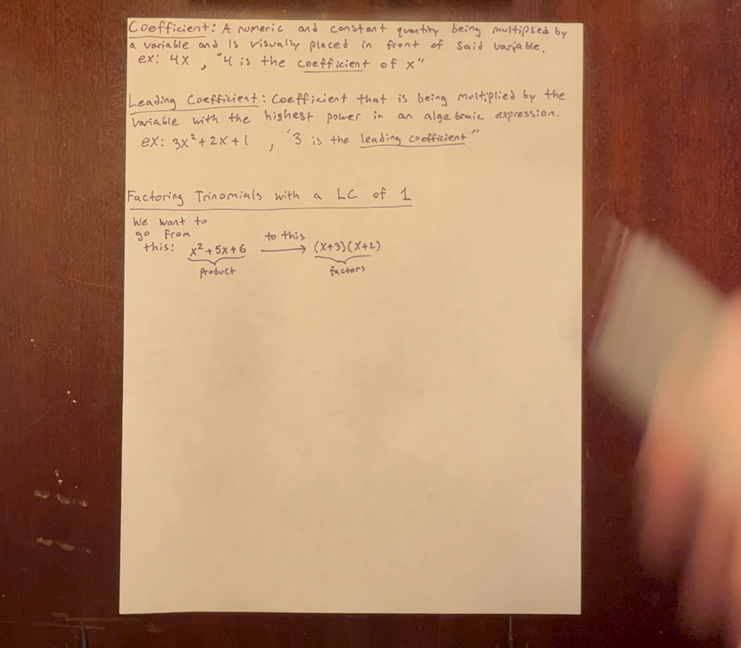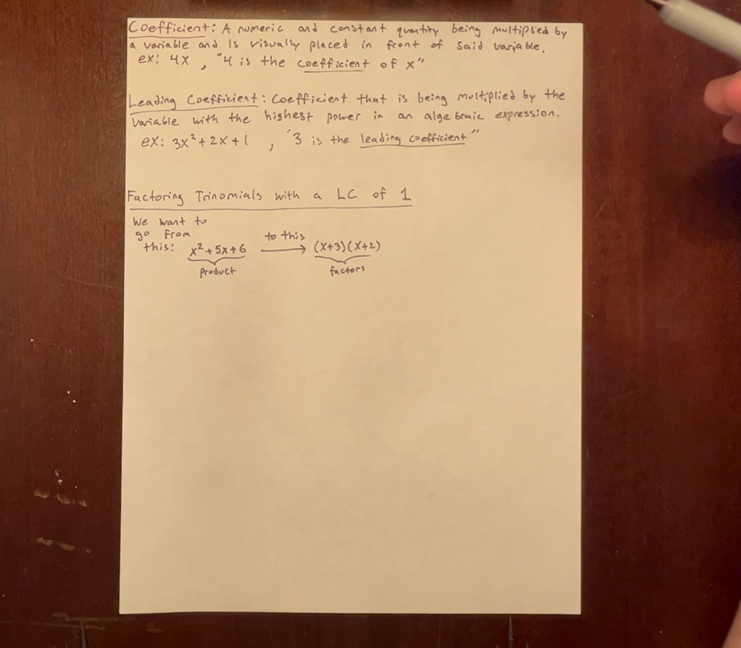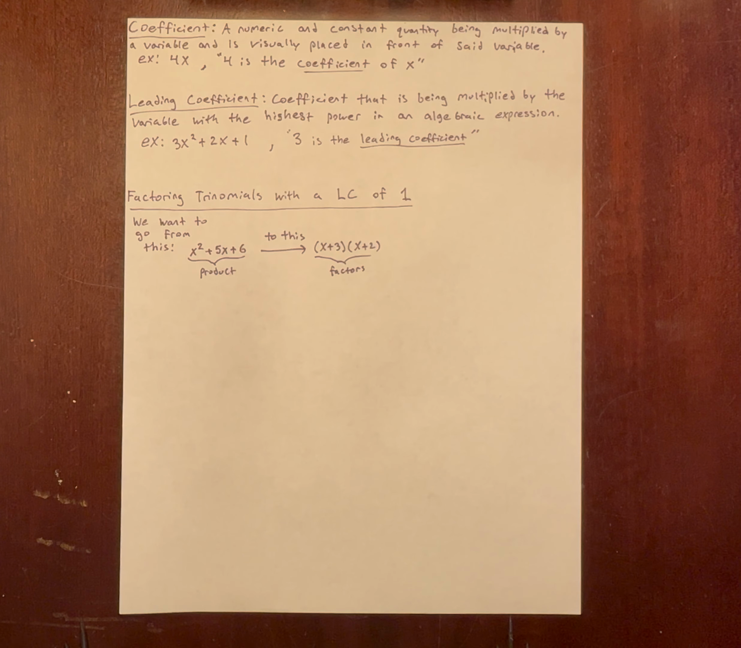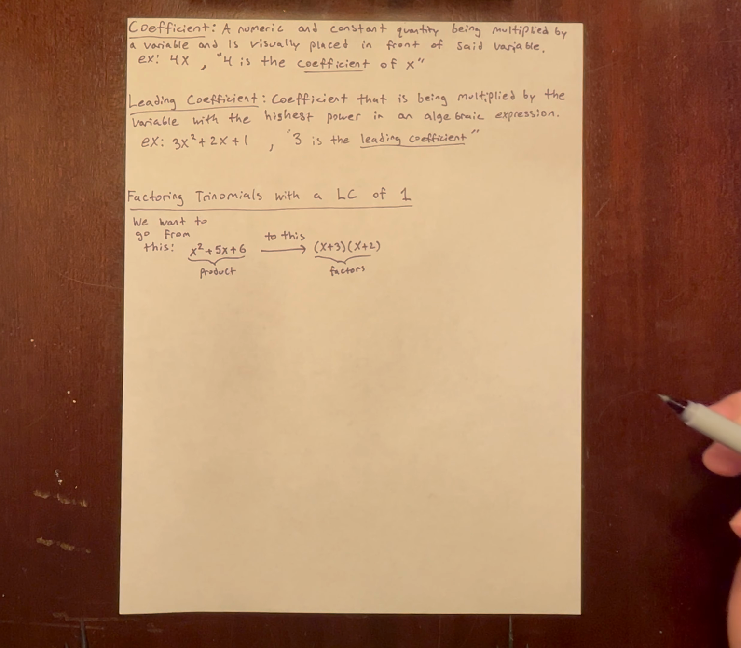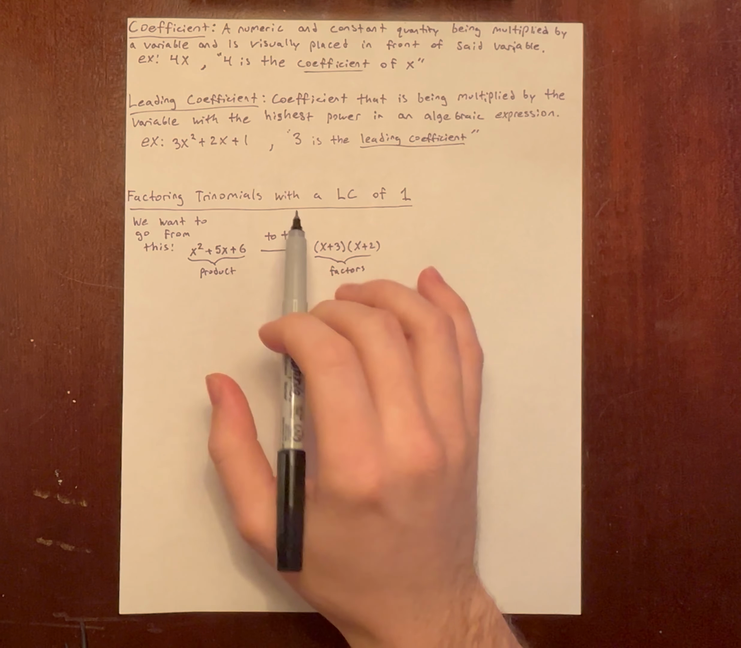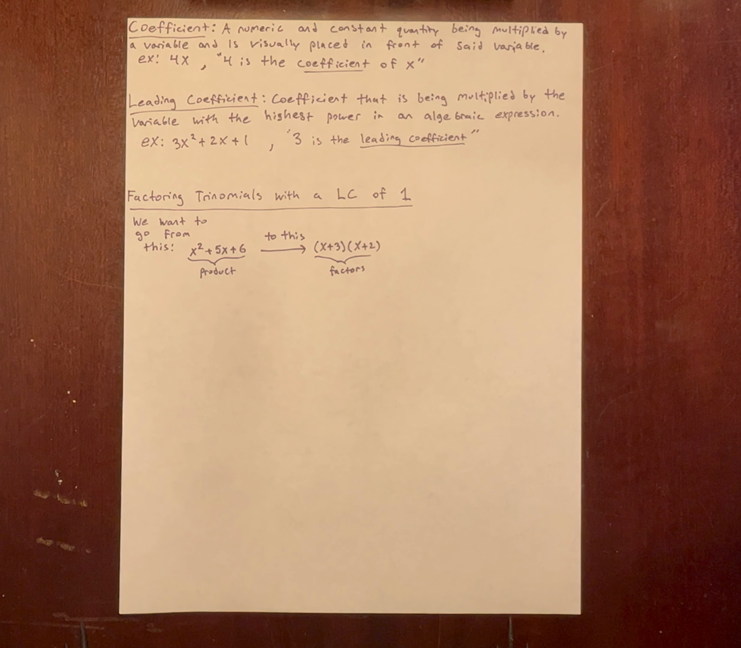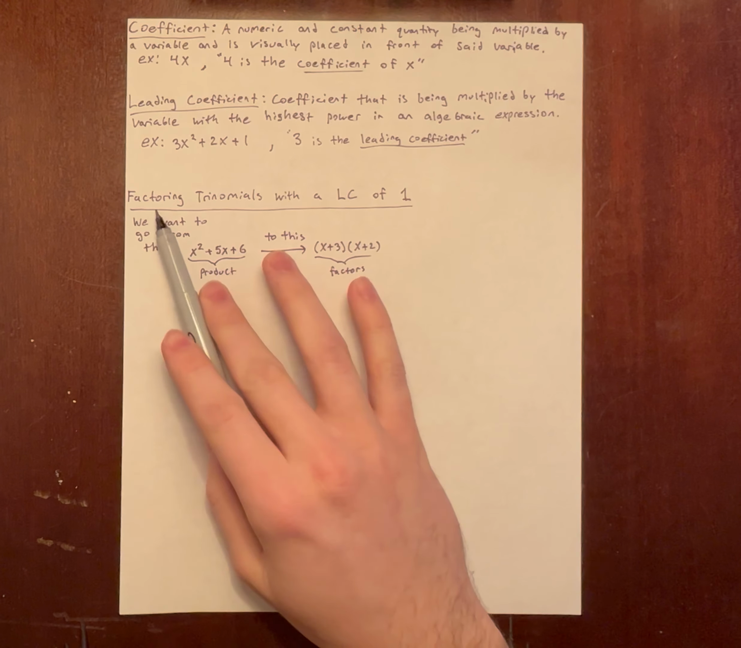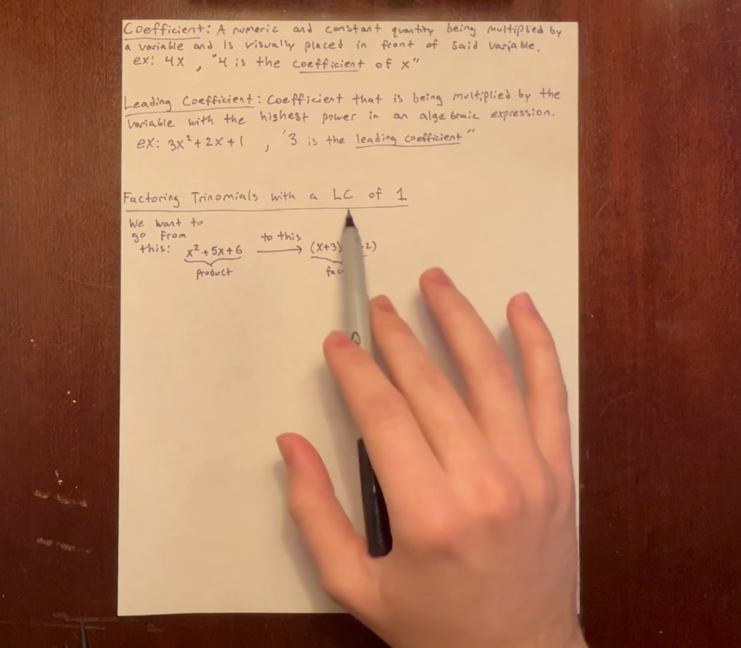Okay. So now that we know these two terms and we can use these in our notebook of math lingo, we can move forward with what this video is really about. Now, this video is going to be a specific subsection of factoring. It is just a specific case of factoring, and I want to point that out right now. We're going to look at factoring trinomials with a leading coefficient of 1.